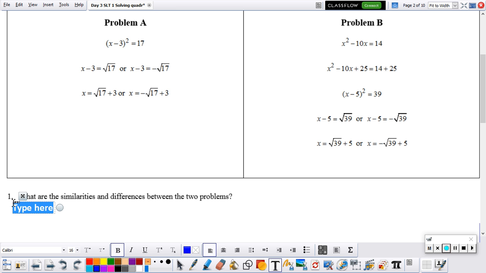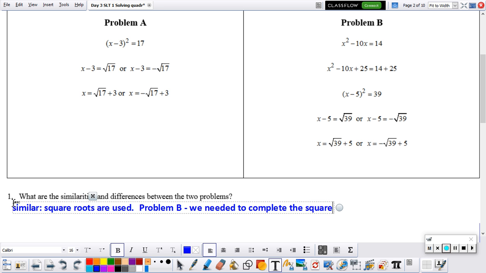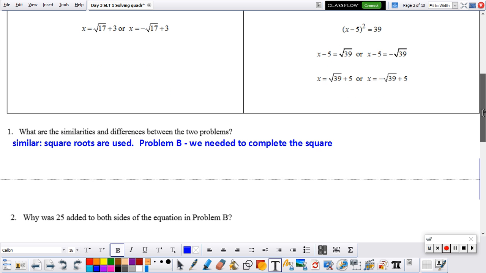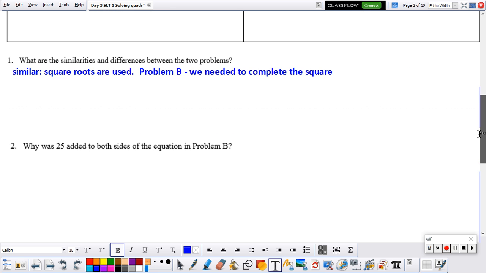So hopefully you notice that something that is similar is that square roots were used. And something that is different for problem B is that we needed to complete the square. Now hopefully completing the square is a process you remember from last year in honors geometry. When you did the conics unit, you needed to do a lot of completing the square. So question number 2 is asking us, why was 25 added to both sides of problem B?